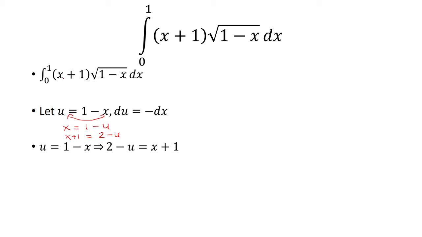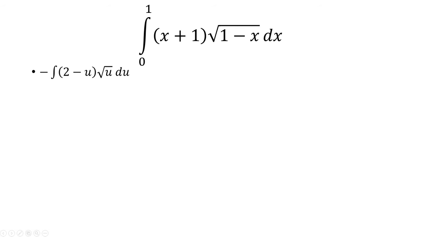So we're going to replace x plus 1 with 2 minus u, and then we'll have the square root of u and negative du. So we'll just put the negative outside. It's always good to convert the square root as just u to the 1/2 power. So then when we distribute it, we'll have 2u to the 1/2 minus u to the 3/2.